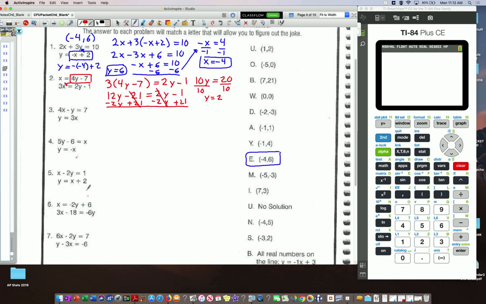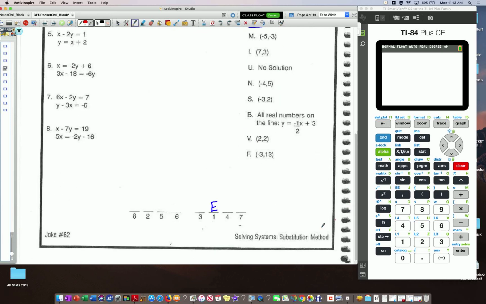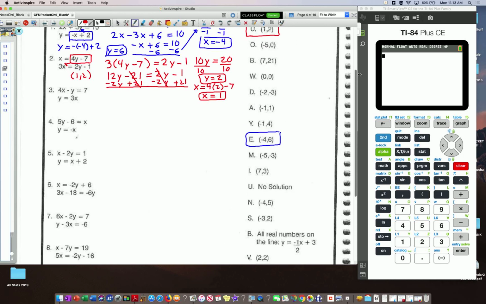So now I can plug that back in for my y. I'm going to plug it into the first equation. So I have x equals 4 times 2 minus 7. So x equals 8 minus 7 is 1. So if I think about that as an ordered pair, that's the ordered pair 1, comma 2. So I want to see where that matches up. So right up here at the very top, so for number 2, I'm going to put a U. Here we go. All right, 2 down, 6 to go.